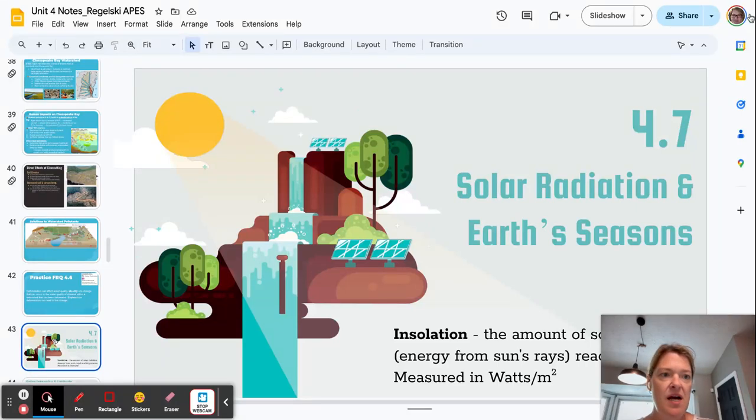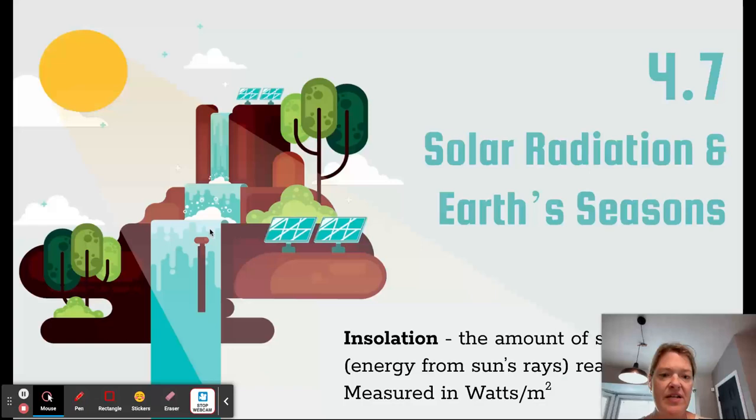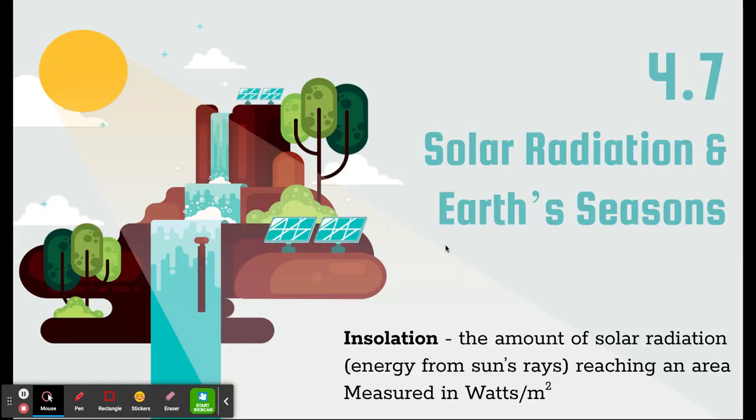Okay, so we are going to be talking about 4.7, solar radiation and Earth's seasons. I'm going to stop my webcam for a second and go over a really important term for this section, which is insolation. Insolation is the amount of solar radiation that reaches an area, and it's usually measured in watts per meter squared.